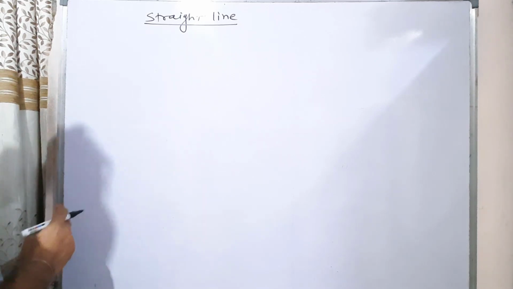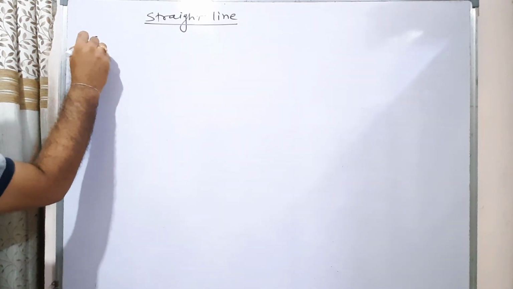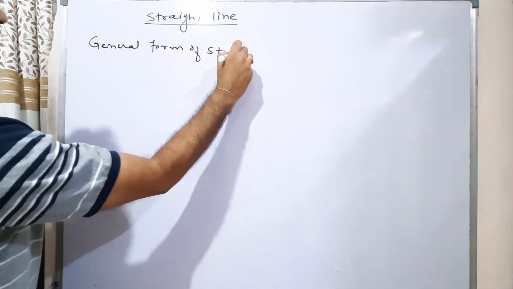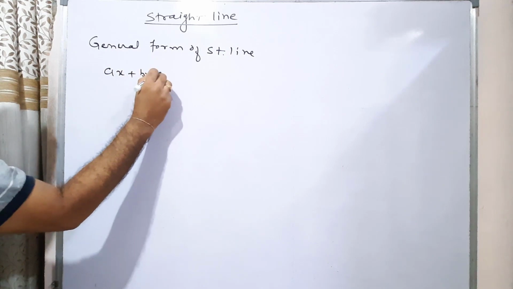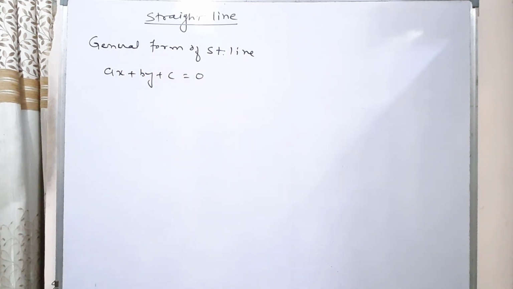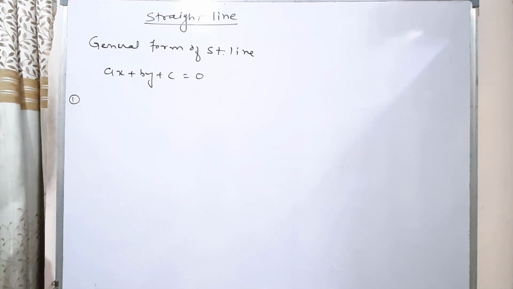Now today we learn about the straight line. Here we know the general form of a straight line. What is the general form of a straight line? Ax plus by plus c equal to 0. This is called the general form of a straight line. Now we see one by one.